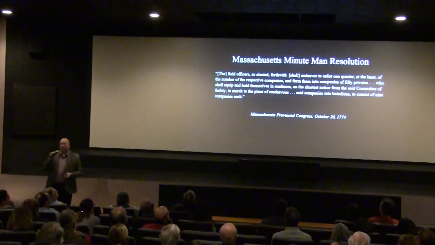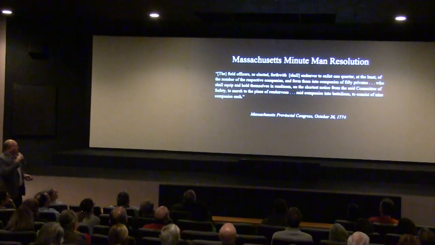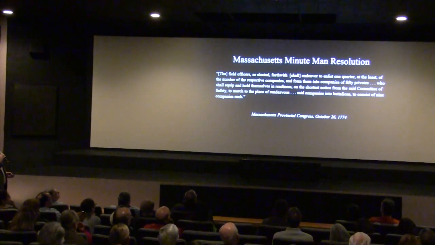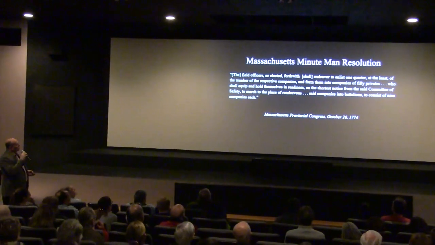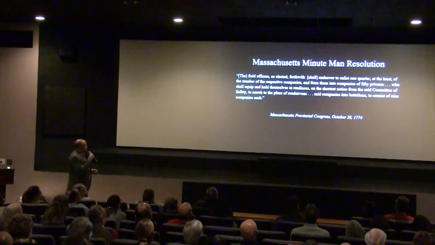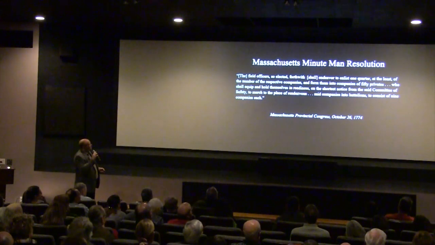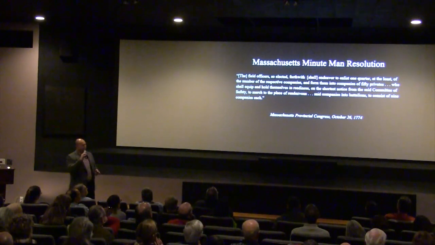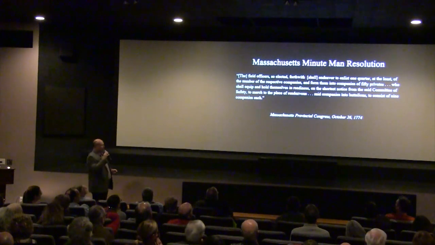And here is the wording of the creation of a Minuteman company. "The field officers so elected forthwith shall endeavor to enlist one quarter at the least of the number of the respective companies and form them into companies of 50 privates who shall equip and hold themselves in readiness on the shortest notice to march to a place of rendezvous." And then they said companies could be organized into battalions, regiments, to consist of 9 companies each.